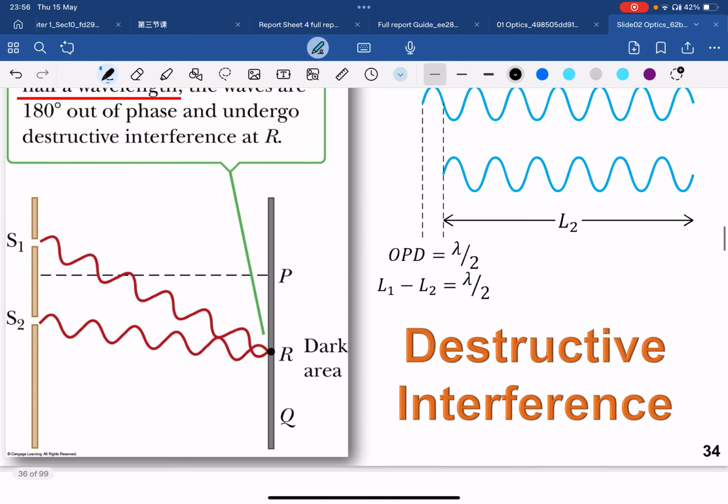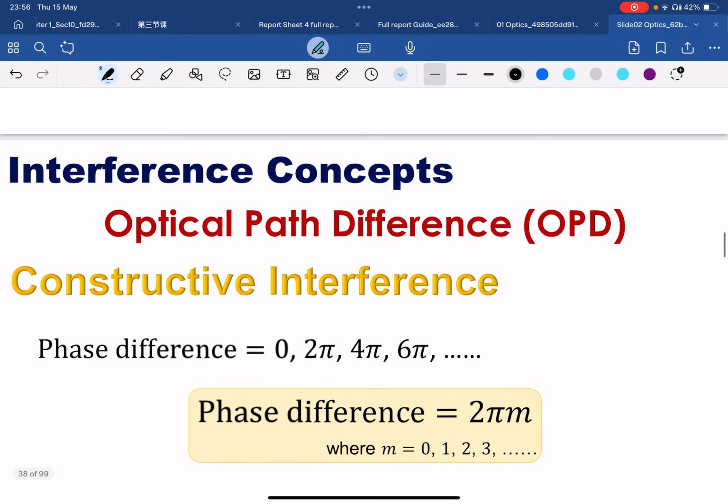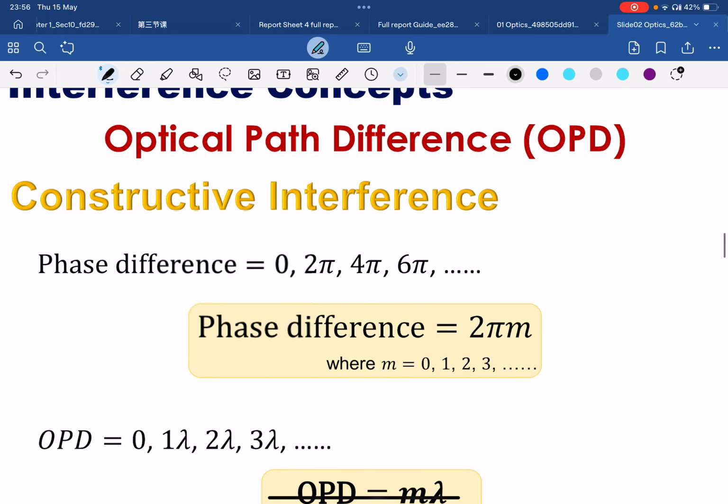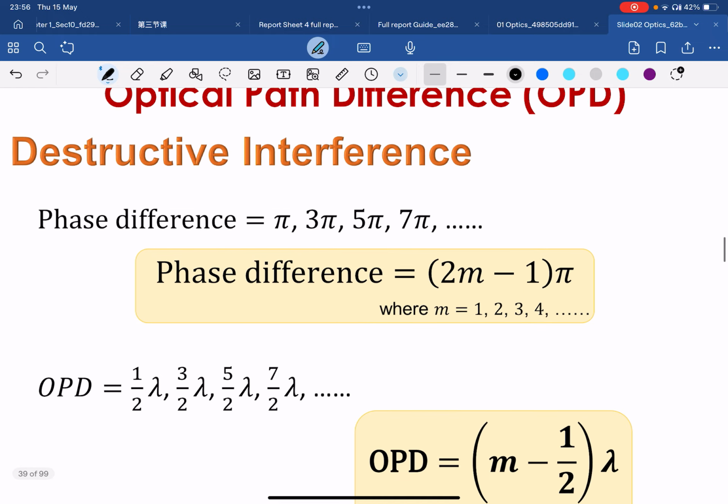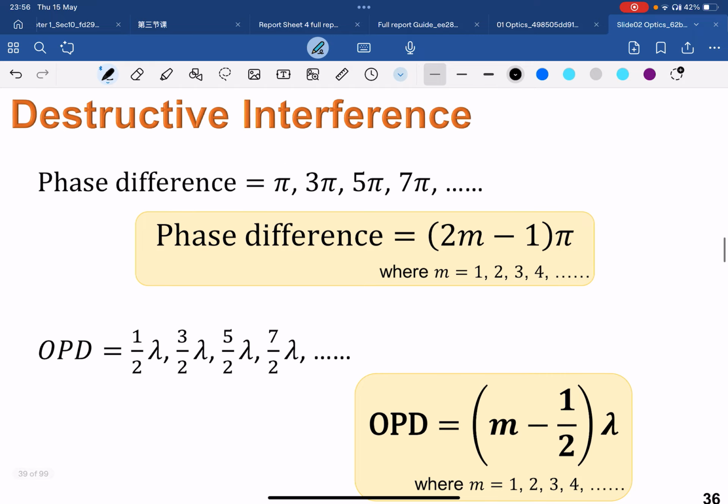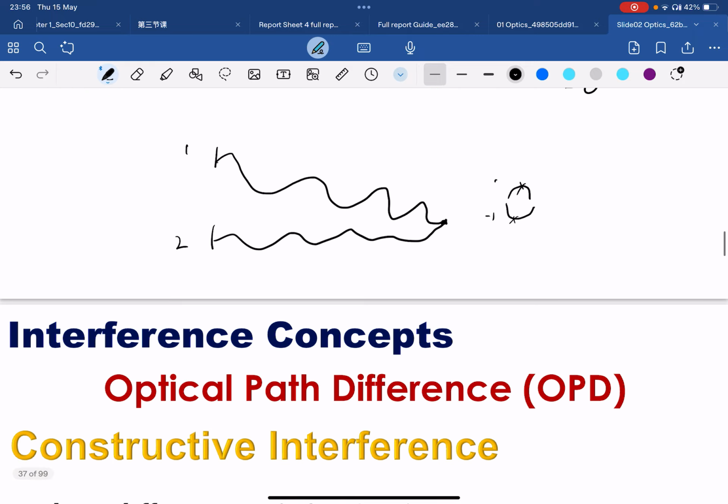Essentially, it just cancels it out. So yeah, that's just what it is. That's the difference between constructive and destructive interference. Hopefully, it makes sense to you. It makes sense to me.